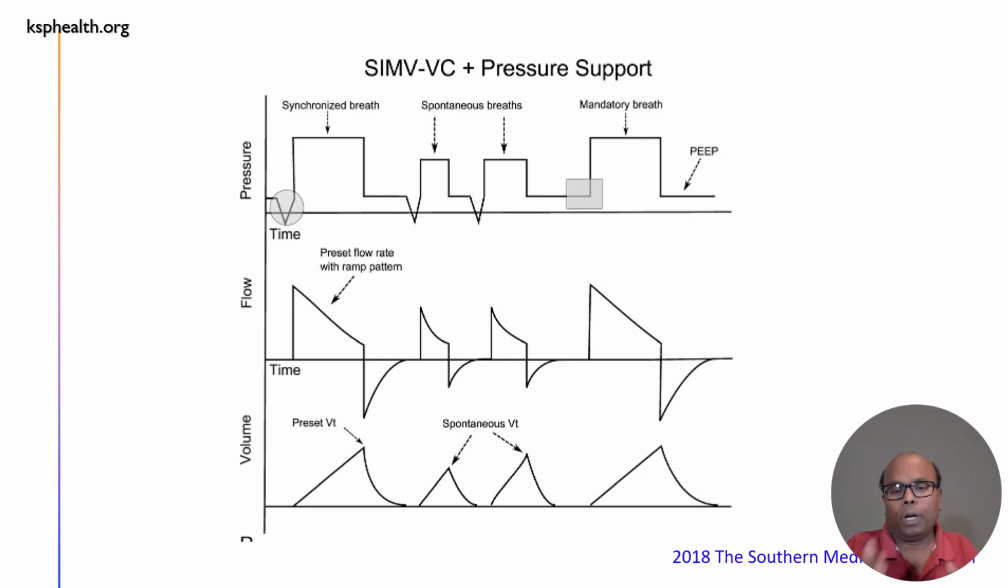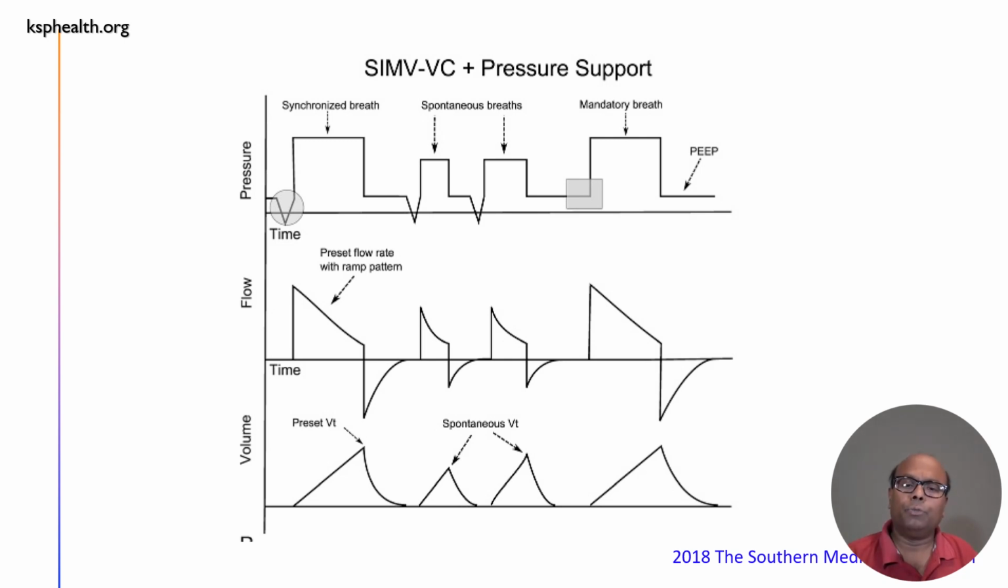That is called a synchronized breath. Then it will wait for another 5 seconds. If the patient does not trigger a breath, the ventilator gives a breath. That is called a mandatory breath. In between, the patient can take breaths too. Those are all called supported breaths. That time, the pressure support you set becomes active.